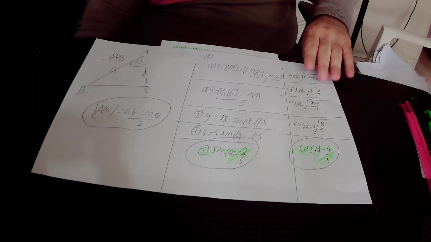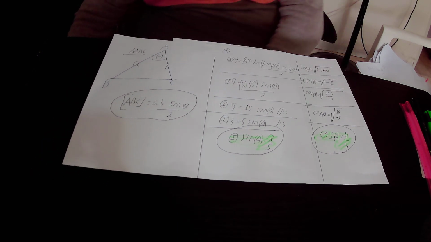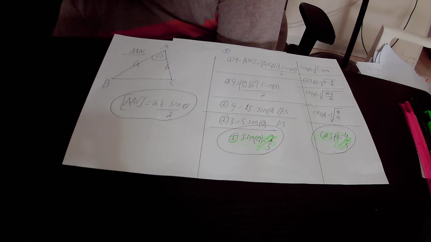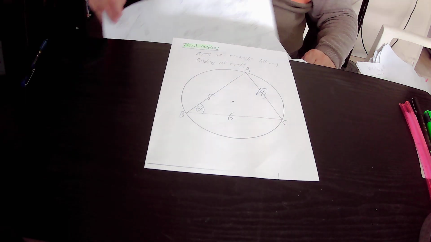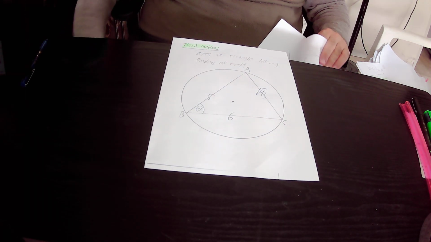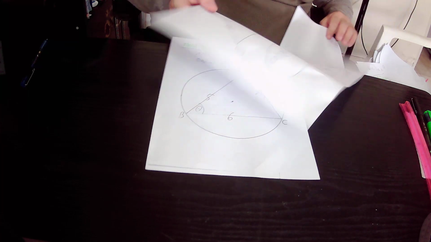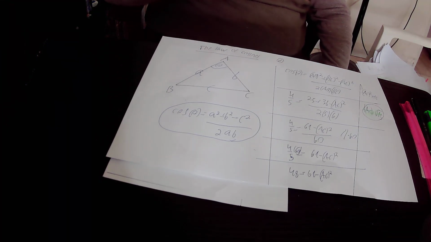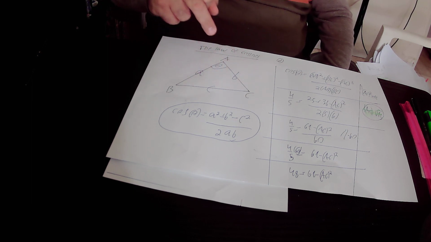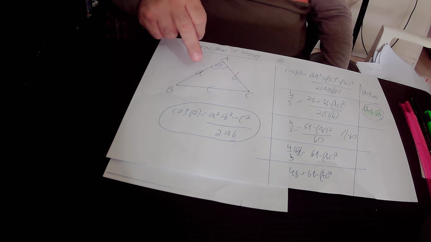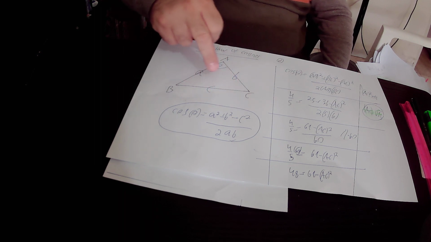Okay, then I presented to you the law of cosines, and we implemented the law of cosines in our triangle ABC. What is the law of cosines? The law of cosines is true in any triangle. So if we have this triangle ABC, that could be any triangle, side AB equals C units, side AC equals B units, and side BC equals A units, and the angle between side AB and side AC is theta, then cosine theta equals A square plus B square minus C square over 2 times AB.